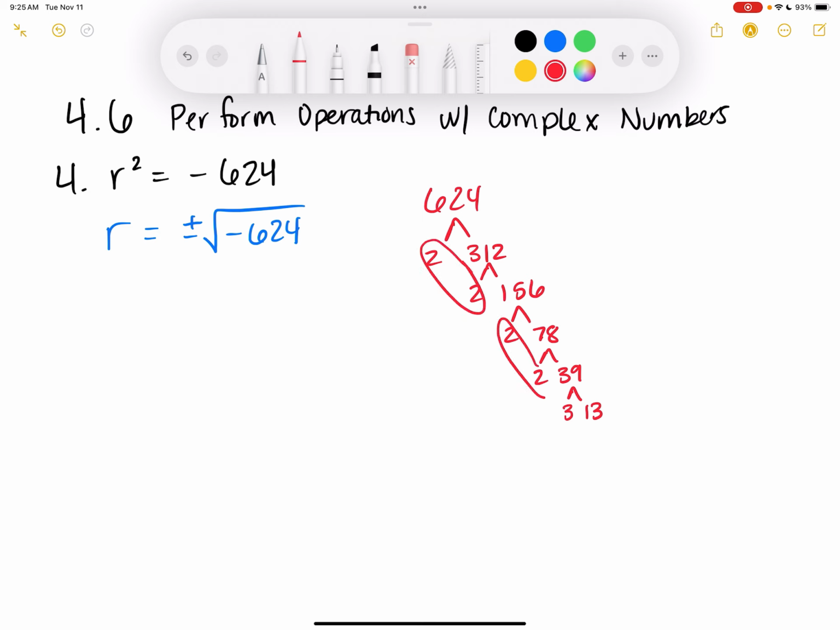2 groups of 2, so I can take out essentially a 4. So I end up with r equals plus or minus... Now, I'm taking out a 4, but I also need to get rid of this negative inside. To do that, I take out an i. So this is going to be plus or minus 4i, and then the square root of what's left, which is 39.